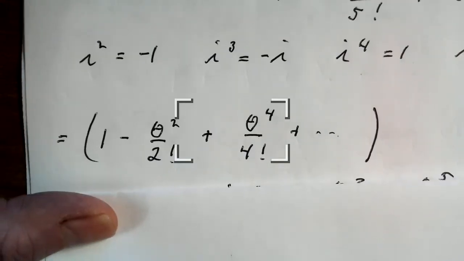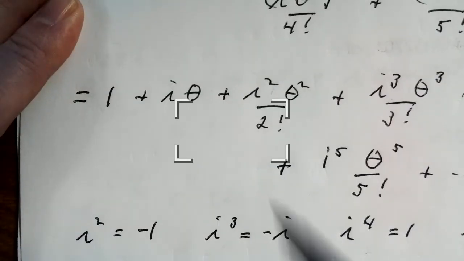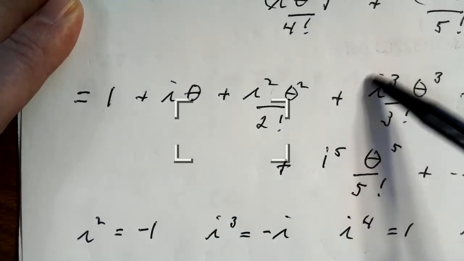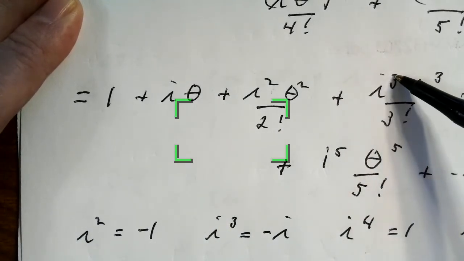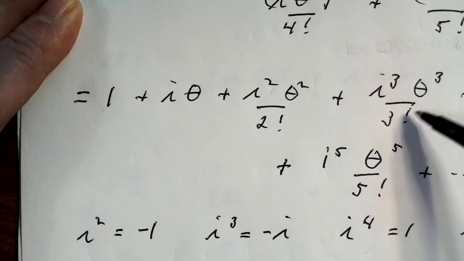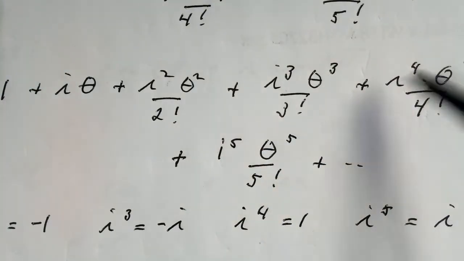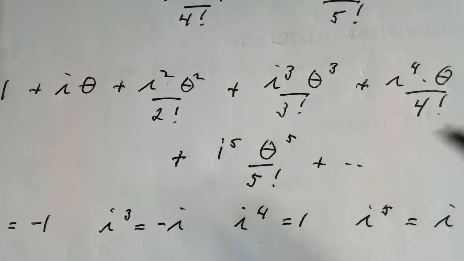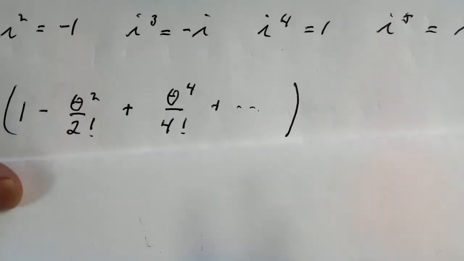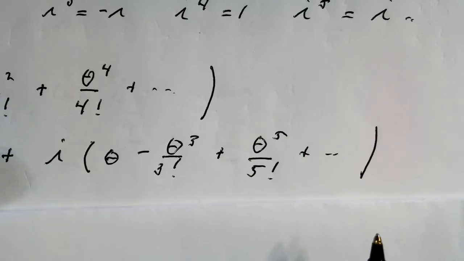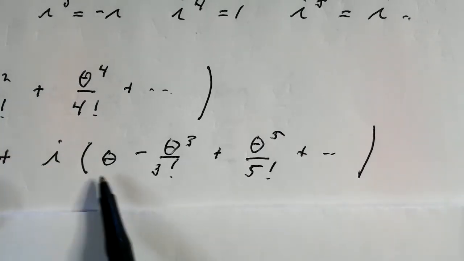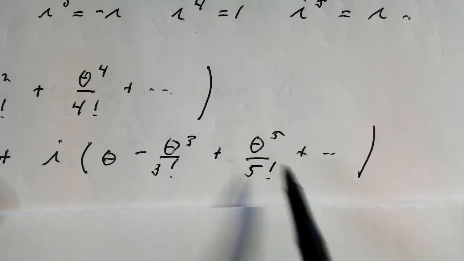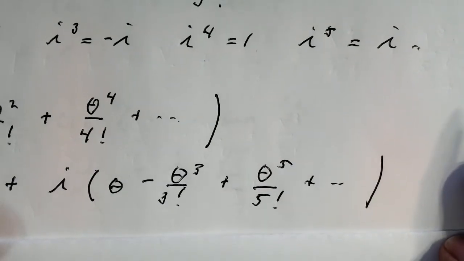Now let's take a look at the terms that do involve i. This will be i times theta. This is the same as minus i, so I'll have minus i theta to the third over 3 factorial. This is the same as i times theta to the fifth over 5 factorial. So I can factor an i out of each of those terms, and I'll have theta minus theta to the third over 3 factorial plus theta to the fifth over 5 factorial.